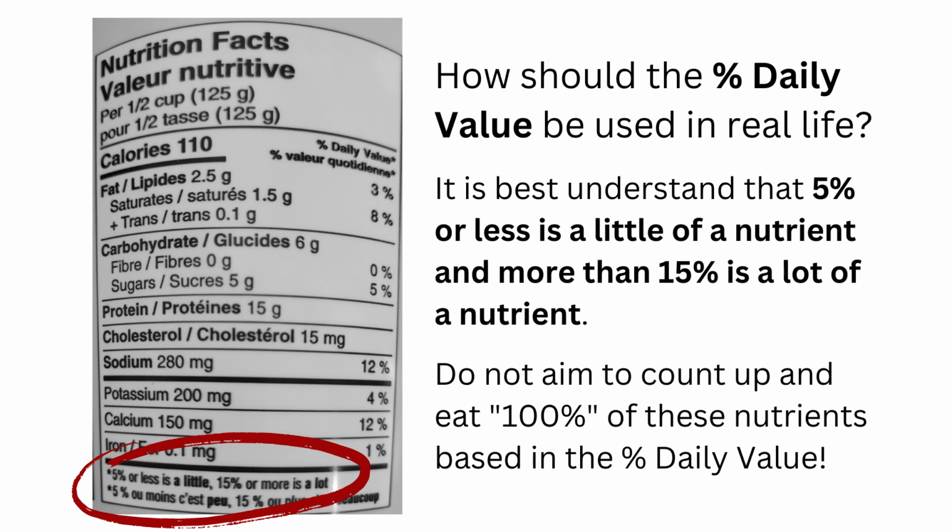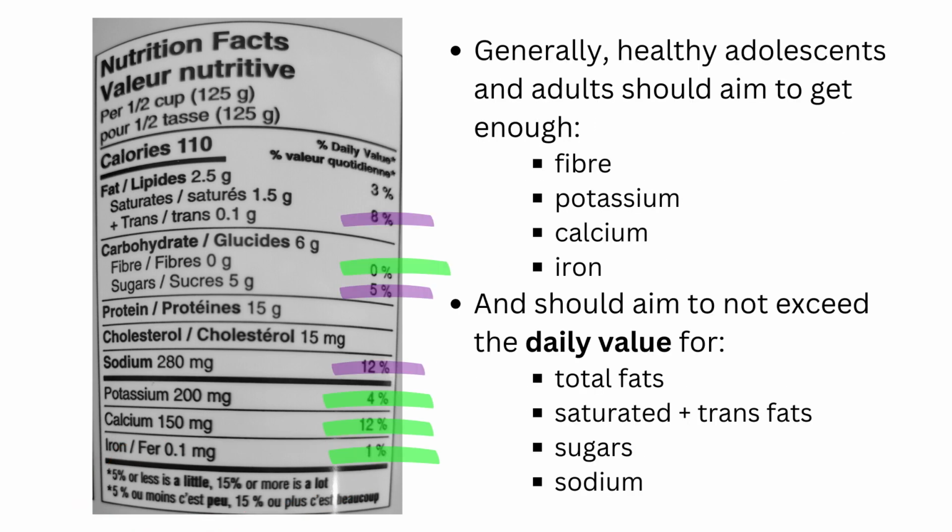Instead, consider that 5% is a little and 15% is a lot of a nutrient. And if there are certain nutrients that you're trying to eat more of, like calcium, iron, potassium, look for products that contain 15% or more on the percent daily value for those nutrients.